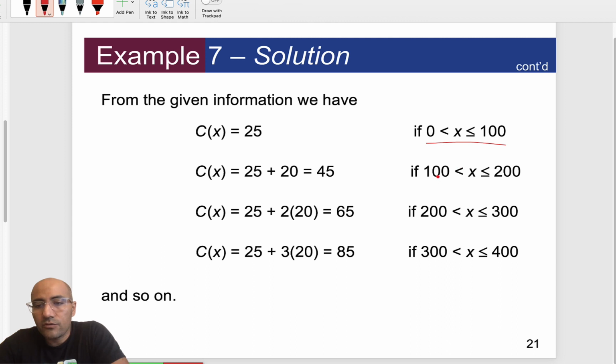Beyond that, if we use 101, 130, 199, any number of megabytes that lands in this section of the domain, then this becomes our new bill. It's going to be the original 25 plus $20 for a $45 bill. If we use between 200 to 300 megabytes, then our new bill will be 65, right? 2 times 20 plus 25, the original $25 fee.